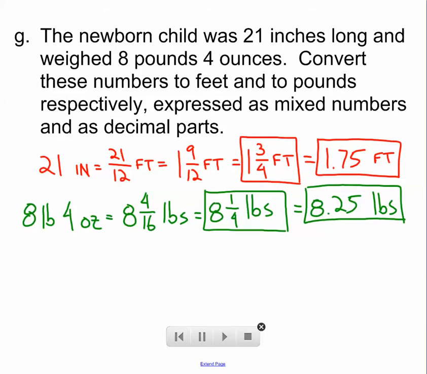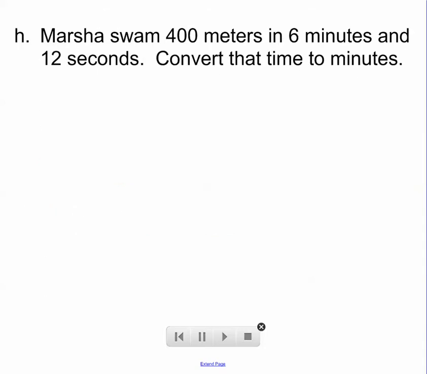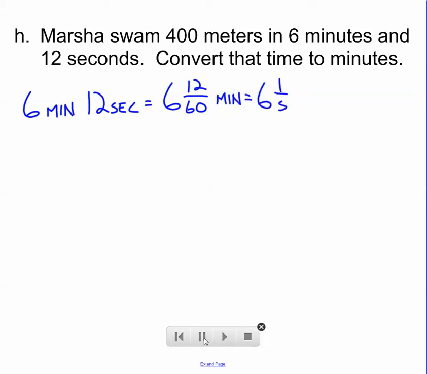Okay, we're going to do this a few more times. Marcia swam 400 meters in 6 minutes and 12 seconds. Convert that time to minutes. So 6 minutes and 12 seconds. Well, there's 60 seconds in a minute, so we can rewrite this as 6 12/60ths of a minute. Both 12 and 60 are divisible by 12, so we'll say 6 1/5 minutes, or 6.2 minutes.